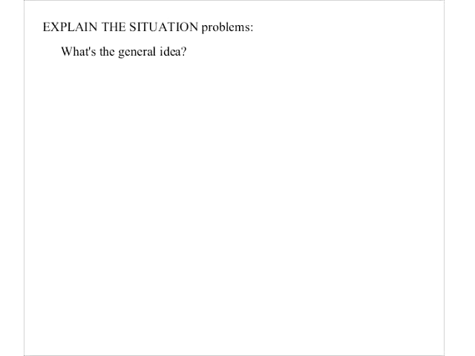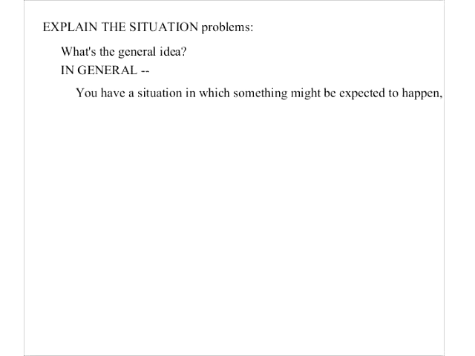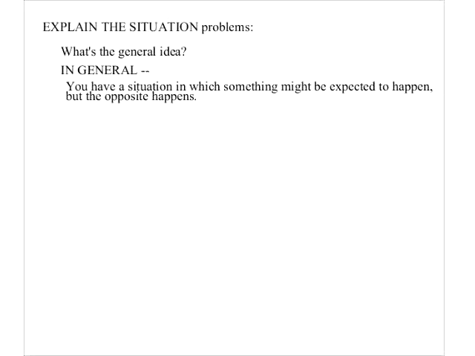In general, you have an apparent contradiction. It's not just a comparison between events. You have a situation in which something might be expected to happen, but the opposite happens. Because something needs to be explained. Something is surprising or something is unexpected. So here's an example. I'm just going to make this one up on the spot. This one's not going to have 5 answer choices or anything. But here's an example.